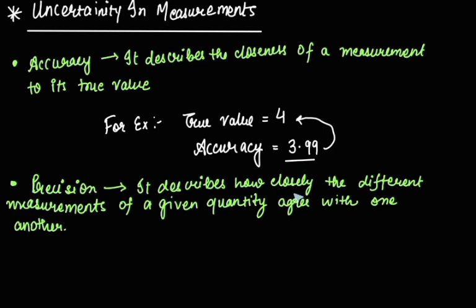Now let's see precision. Precision describes how closely the different measurements of a given quantity agree with one another. For example, let's say the true value is 4 only and we are getting 3 different measurements such as 3.6, 3.7 and 3.8. Here we can see that these 3 measurements are showing closeness to each other, not to the true value. Therefore, this is your precision.